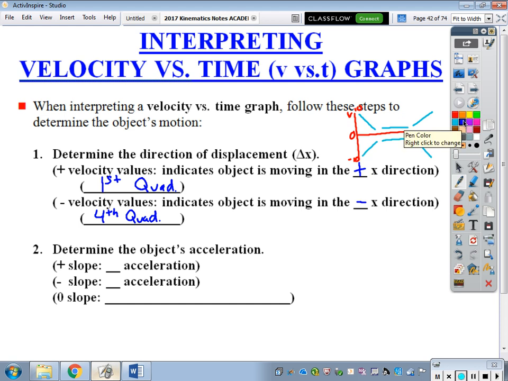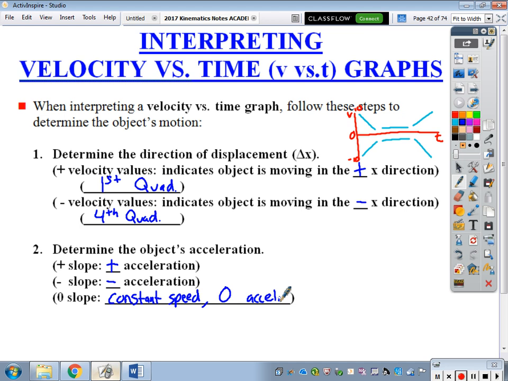Number 2, to determine the object's acceleration, this should actually be the easiest part because your slope is your acceleration. Positive slope, positive acceleration. Negative slope, negative acceleration. 0 slope, this is the constant speed, or 0 acceleration.